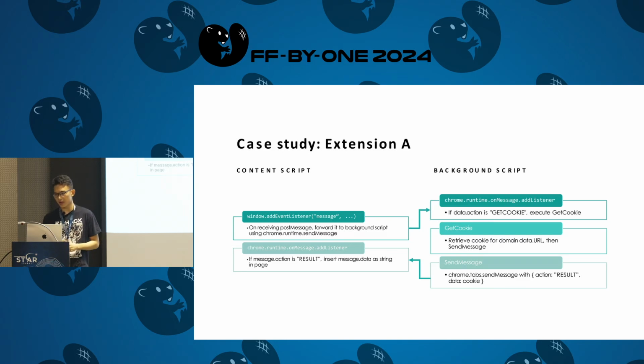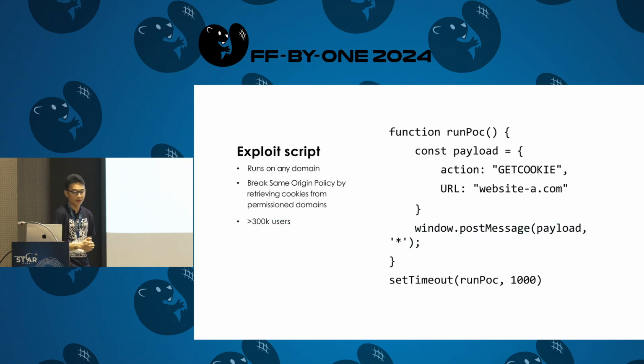This is a really super simple, straightforward exploit. You'll see this a lot in weaker extensions, so it is something you can exploit very easily. It just runs on any domain. As long as they have this extension installed and are visiting your payload, regardless of domain, you can then eat the cookies of website A, website B, website C, and this breaks same origin policy. This is one of the extensions installed by more than 300,000 users, and it's a very simple POC.